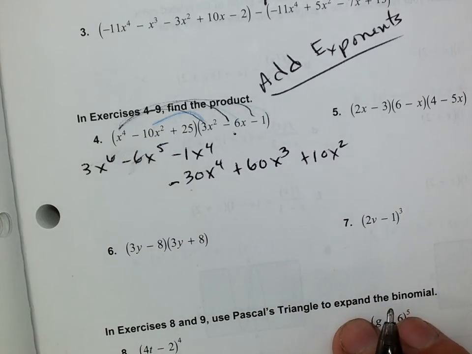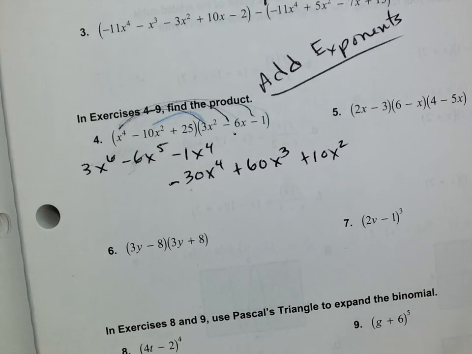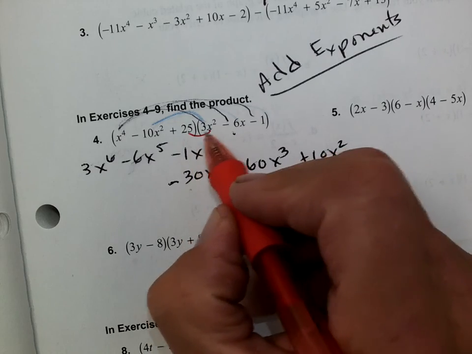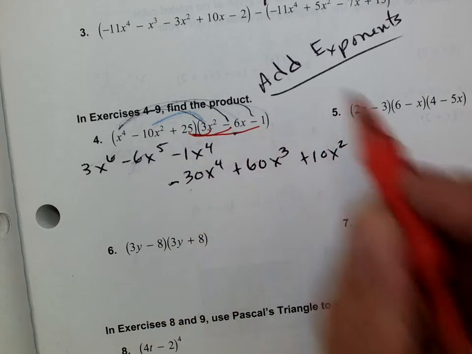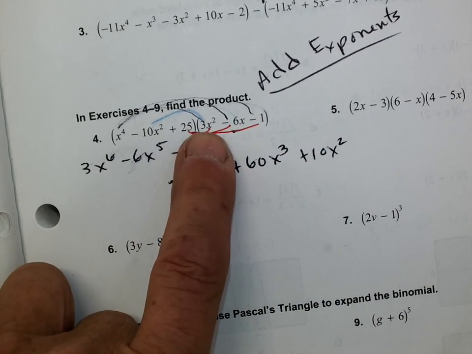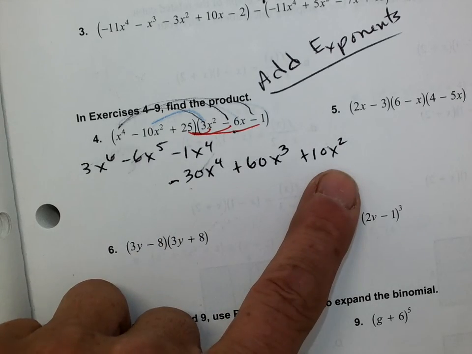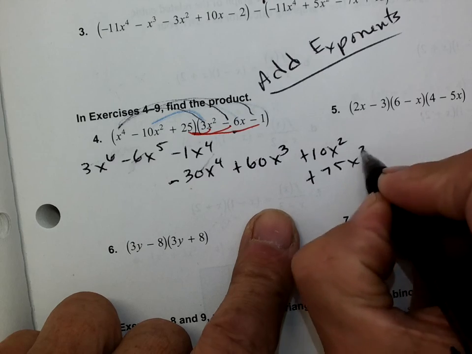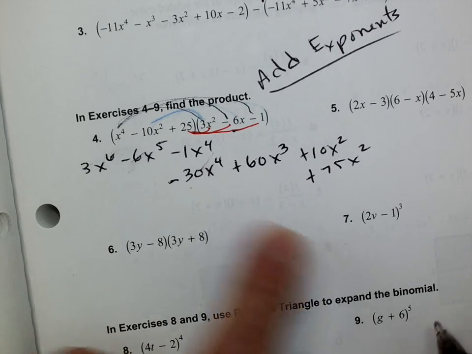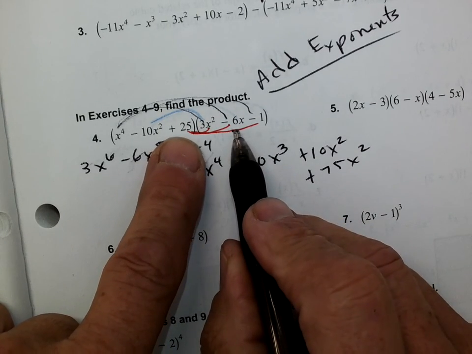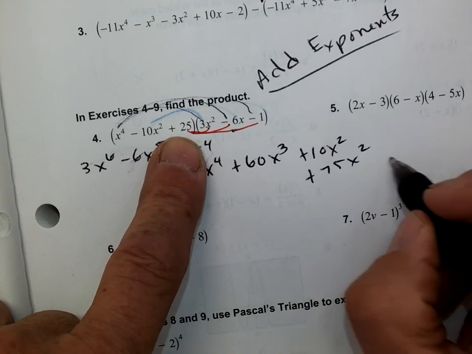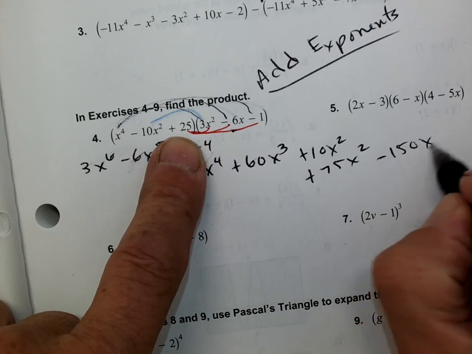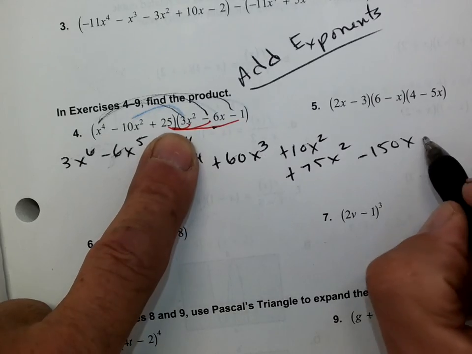So I like to line up the ones that are the same. So when I add, I just add straight down, right? Okay, now we're going to take the 25 times all 3 of these. So I get a 75x squared, and I'll put that right there, okay? I'll go plus 75x squared, okay? And then I'll get a negative 150x and then I'll get a negative 25.